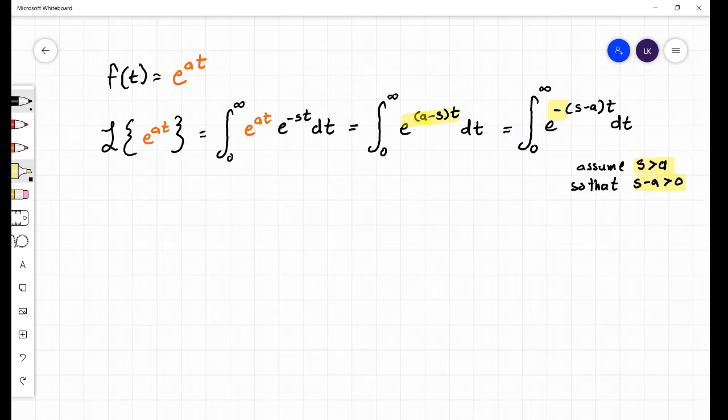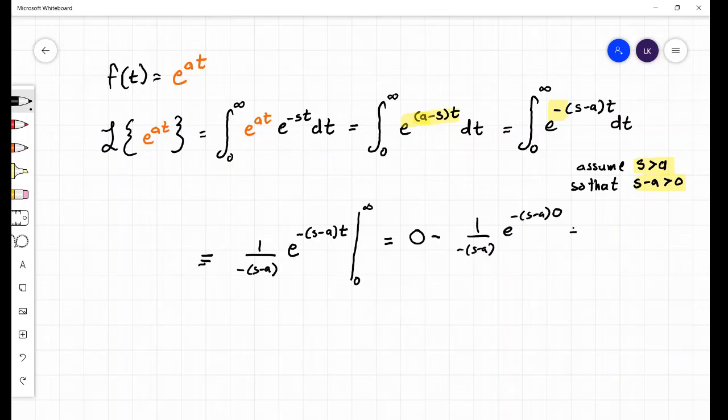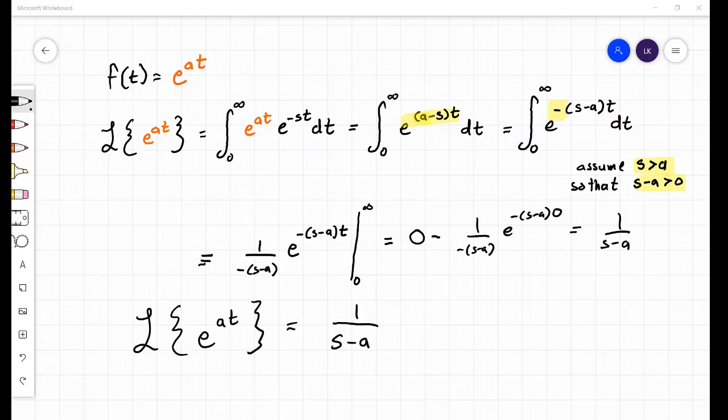Then the antiderivative with respect to t is 1 over the negative of s minus a, from 0 to infinity. As t goes to infinity at the upper bound, our decaying exponential goes to 0, minus at the lower bound, where t is 0, we just get 1 over s minus a. And this also works if a is negative.